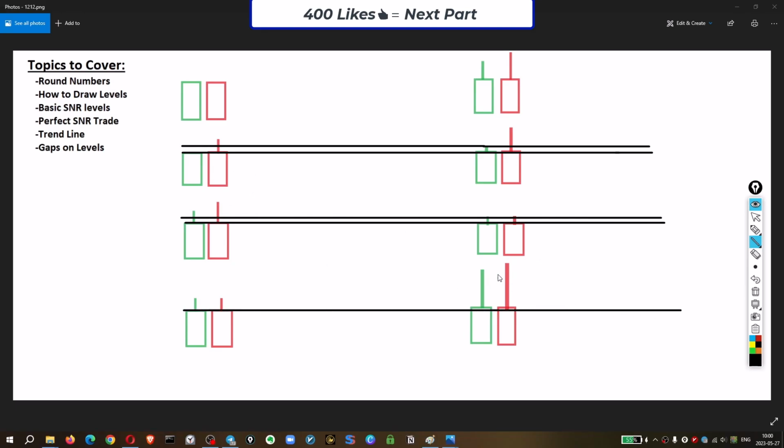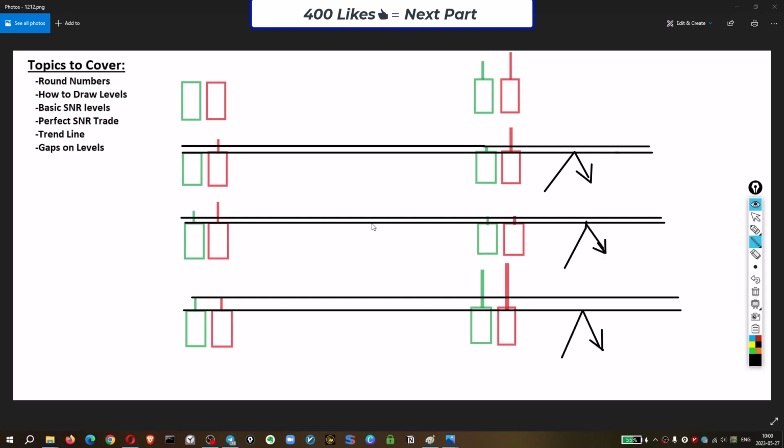Here, we have 2 very long shadows. We don't care about them. We just need to cover all the shadows. Okay, that's it. That's how you draw your levels. And the next time price comes here, you can trade. Price comes here, you can trade. And I will tell you how to take the perfect trade with these SNR lines. Let me just draw this as well. So you might need to take a screenshot. Okay, you can take a screenshot.